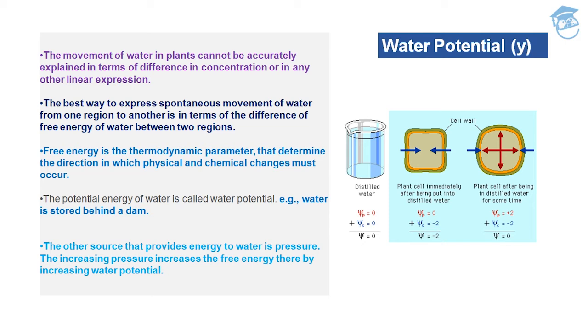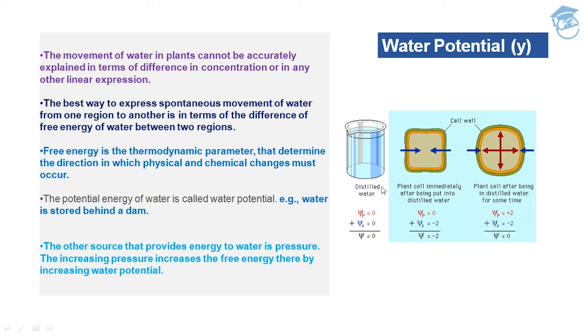For example, water stored behind a dam has water potential energy. The other source that provides energy to water is pressure. Increasing pressure increases the free energy, thereby increasing the water potential.